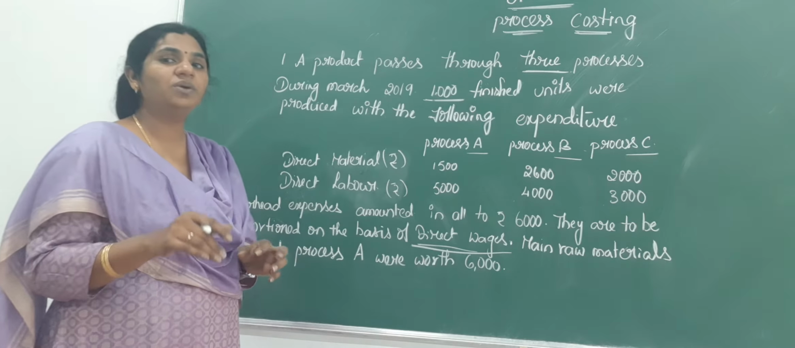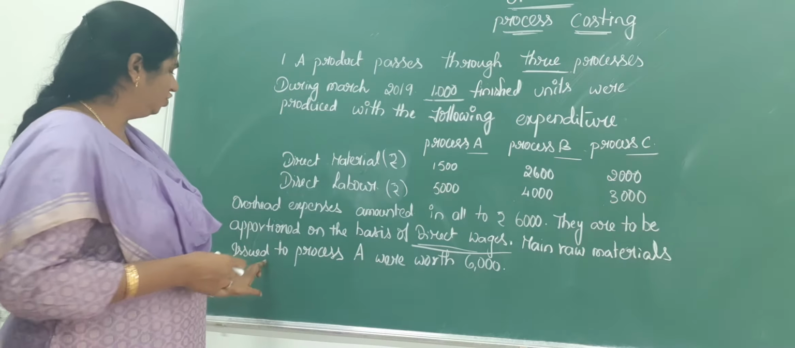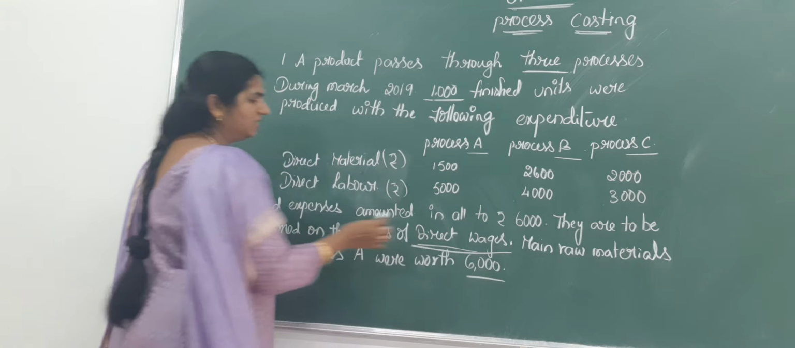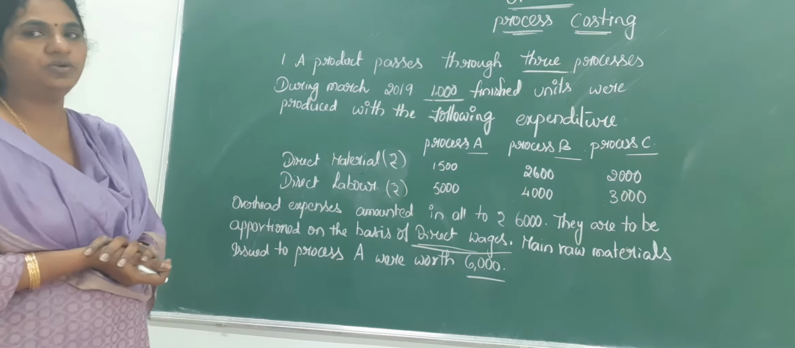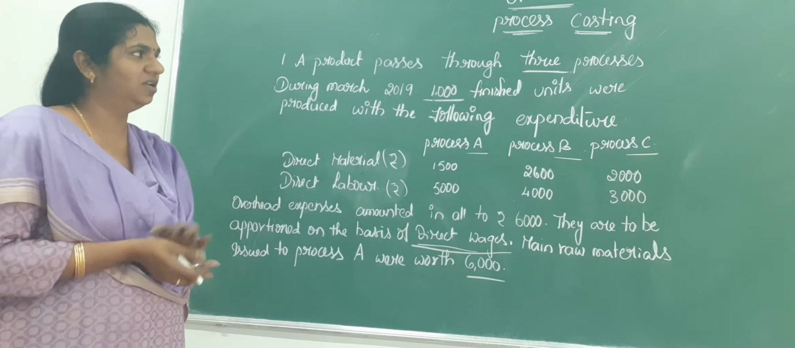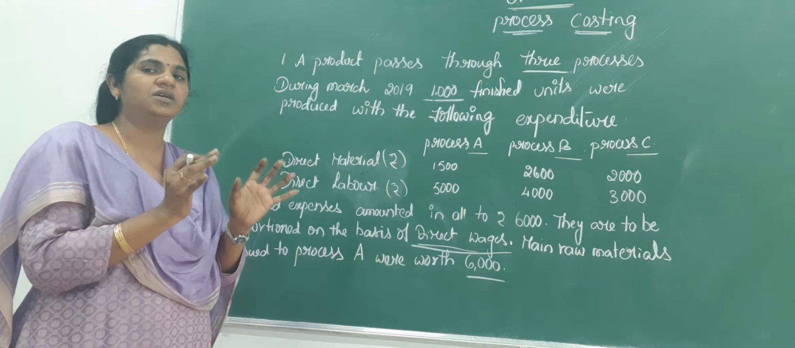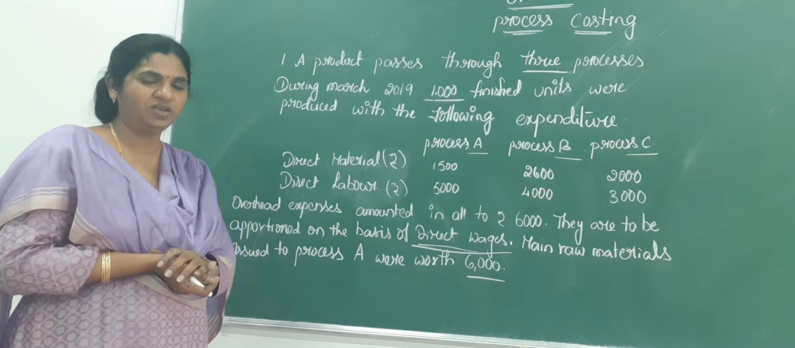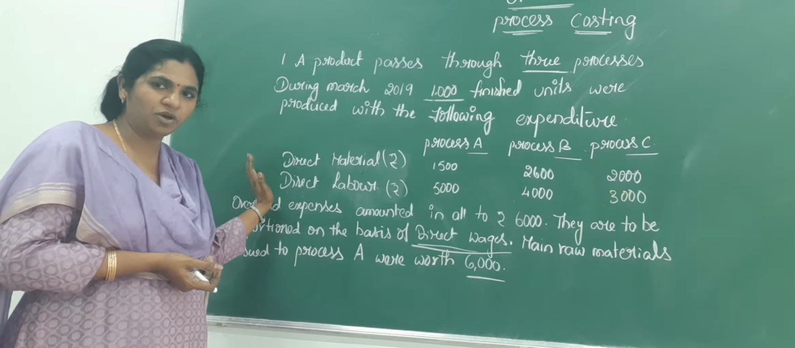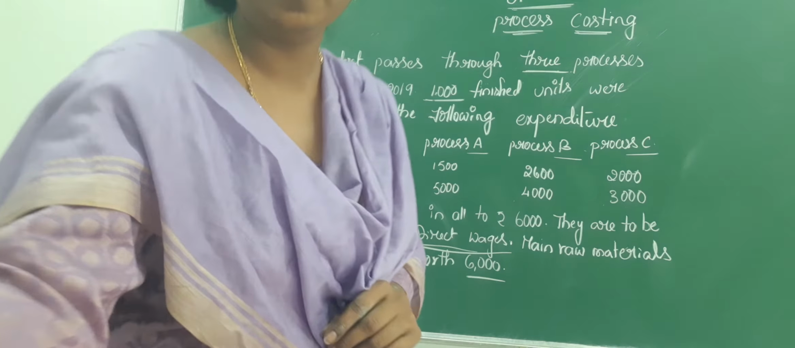Now we are given one more piece of information: the main raw materials issued to process A were worth 6,000. So the raw material issued to process A is 6,000. Now we need to find out which process has incurred how much cost. So let us do the solution and check it. I am going to keep the problem here itself, and let us do the solution.